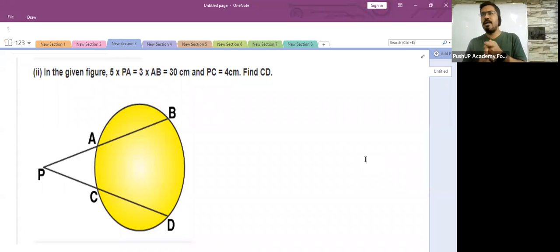But point P lies where? Outside the circle. So this is a pure case of scenario number 2, where 2 chords are intersecting each other at an external point. Okay, do it fast. Offline, I'm coming to your place just to check the steps. Online students, send me the answer in chat.